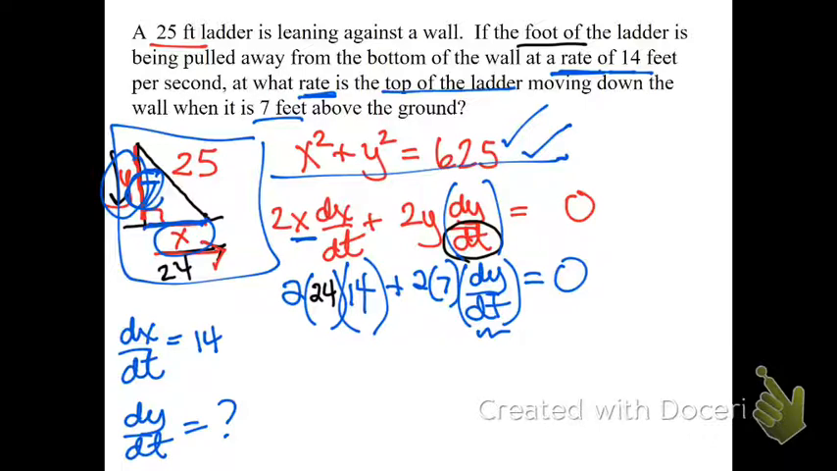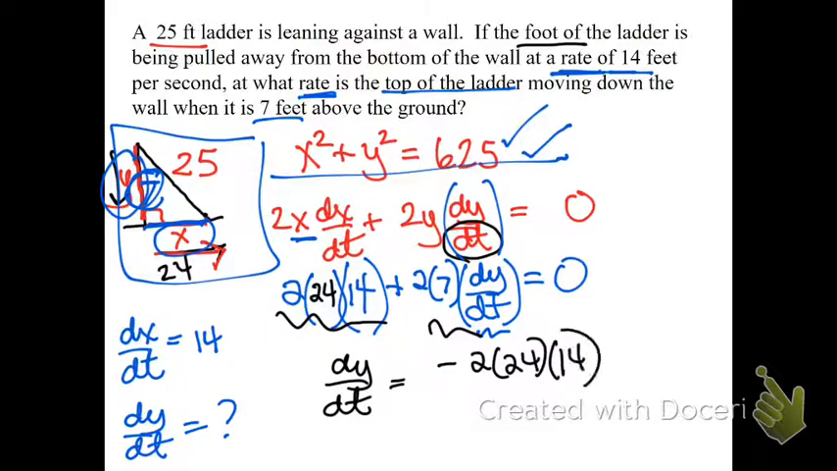Okay, so solve for dy/dt. Again, it would have been a little easier if I had divided everything by 2 to start with. I could do it now if I really wanted to, but just get dy/dt by itself. So subtract this after you multiply it and divide by 14. Okay, subtract the 2 times the 24 and the 14, and then divide by 14, because we're trying to get dy/dt by itself.